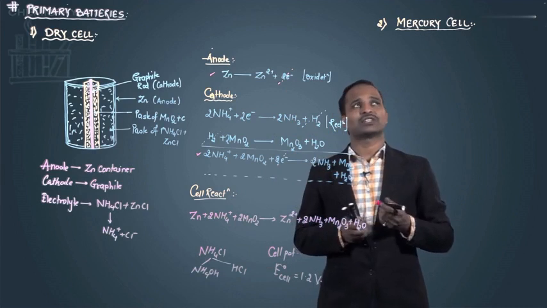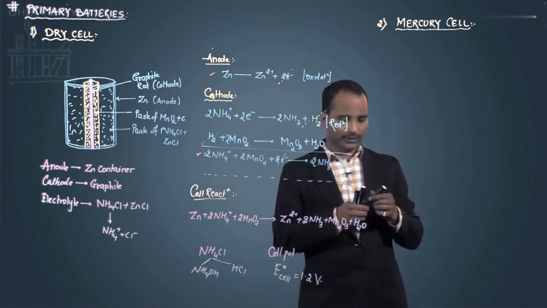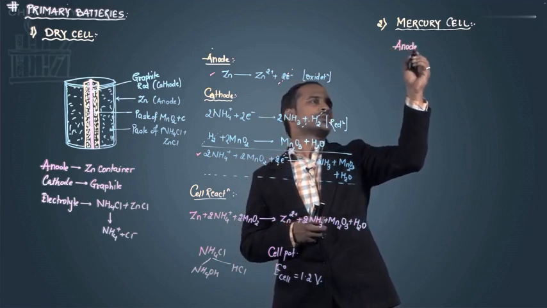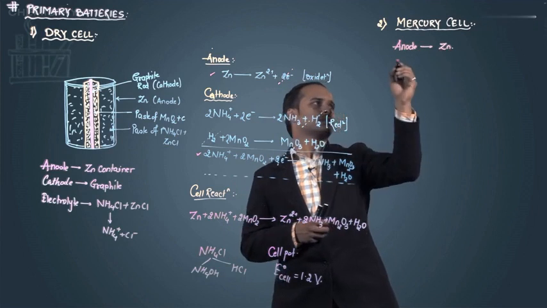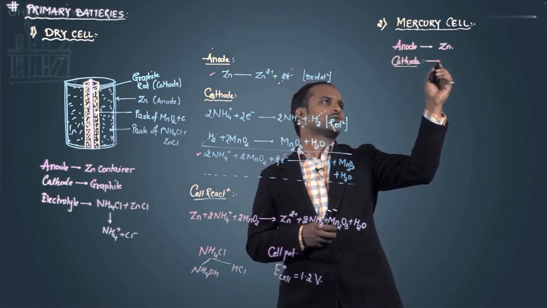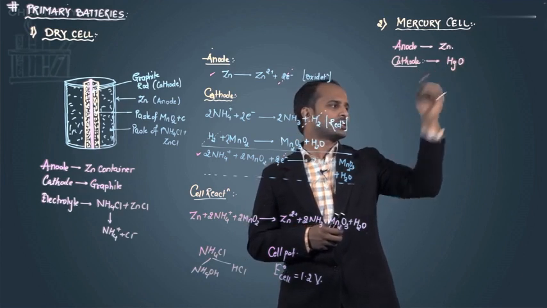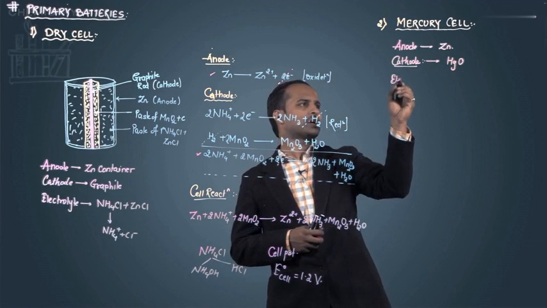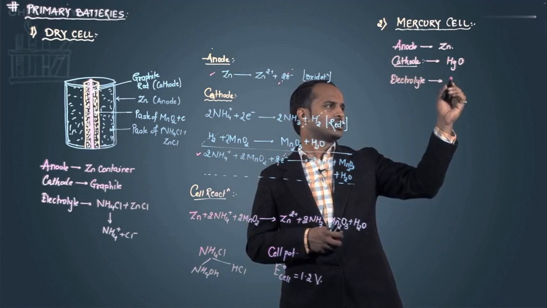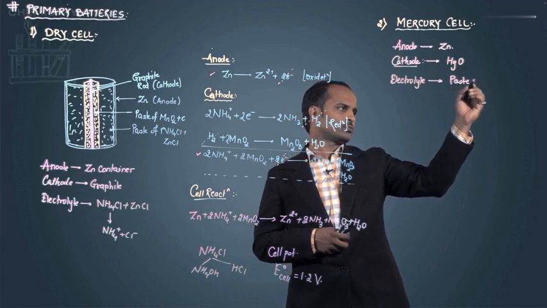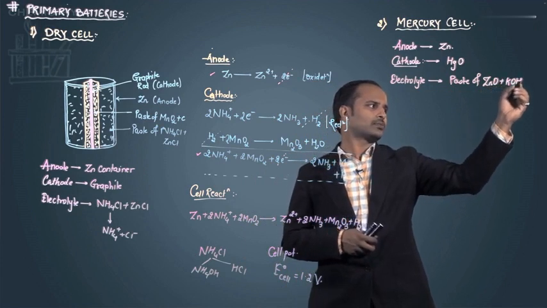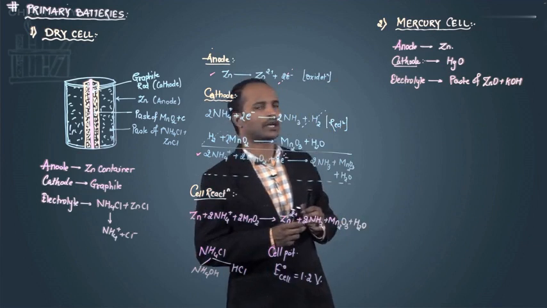Now in the case of this mercury cell, let's see what the anode and cathode are. Here the anode is zinc. The cathode is mercury oxide, that is mercury 2 oxide, where the mercury oxidation state is 2, so HgO. The electrolyte here is the paste of zinc oxide and KOH.